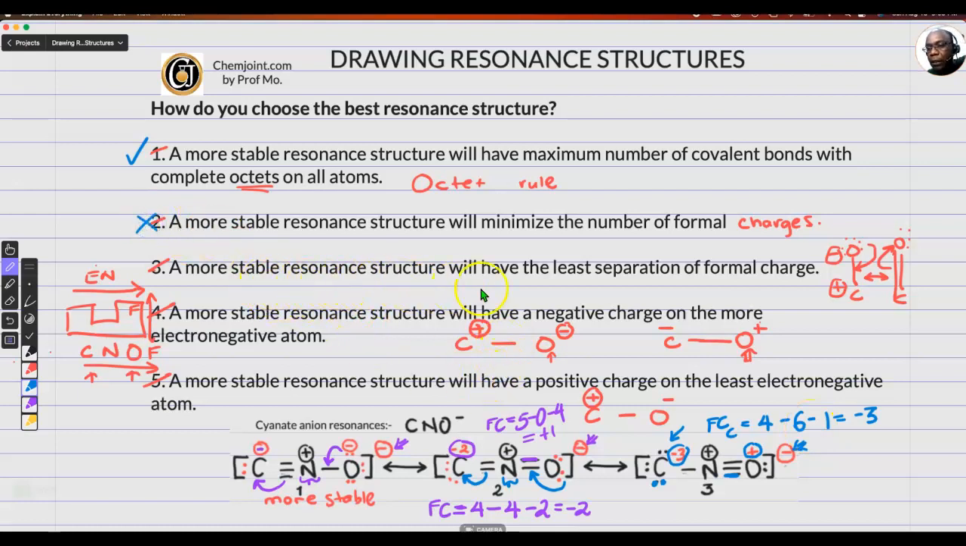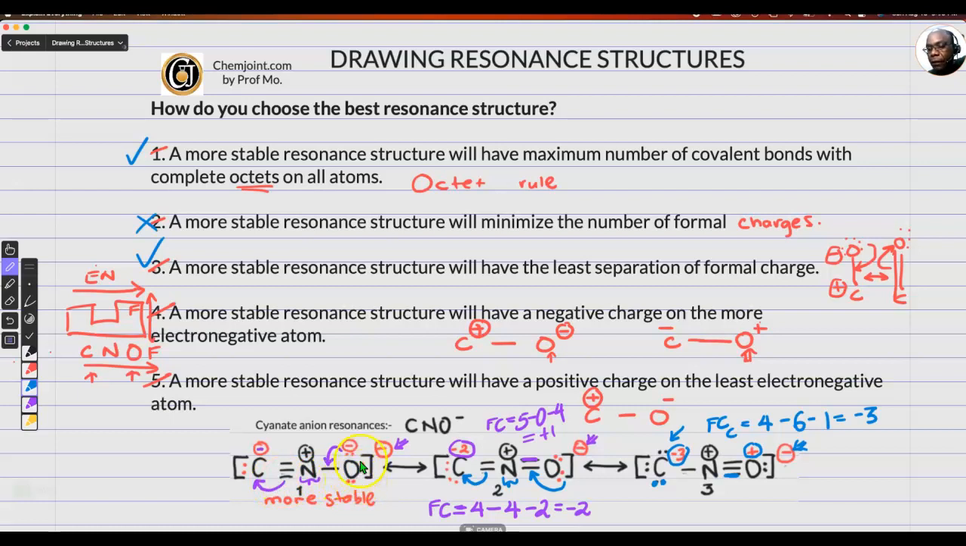Let's keep going. A more stable structure will have less separation of charge. The charges are quite close, that's fine. But I see here it's not evened out. You see how it's evened out here, negative, positive, negative. Here is -3, plus, plus, also not evened out, already pointing out structure 2 and 3 is not good. I'm leaning towards A. A more stable structure will have a negative charge on the more electronegative element. The more electronegative element here is oxygen.